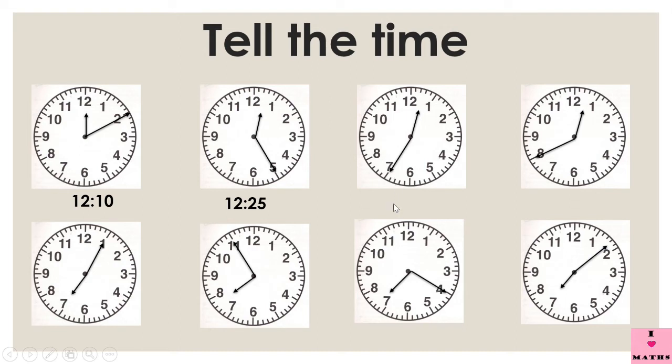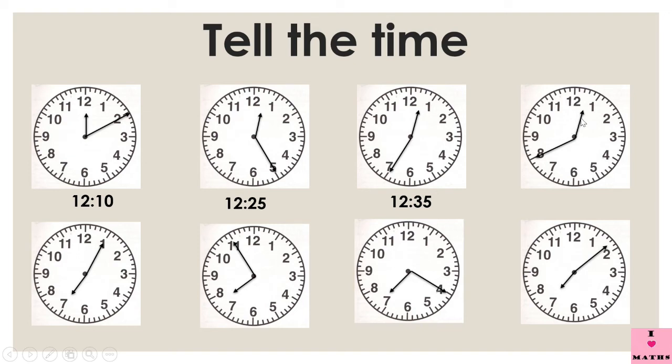And how do we write it? We write it 12:35. Okay, now look at this clock. The hour hand is again between 12 and 1. It is past 12. And the minute hand is on 8. Now 8 fives are 40. It means 40 minutes have passed since 12 o'clock. So I will call this time 40 minutes past 12.